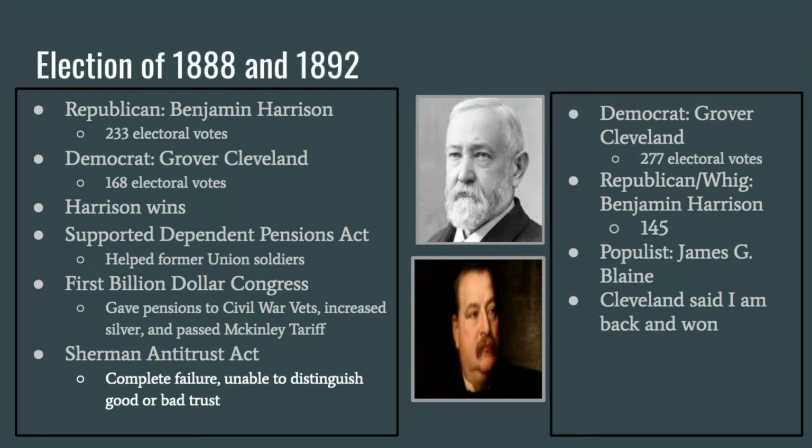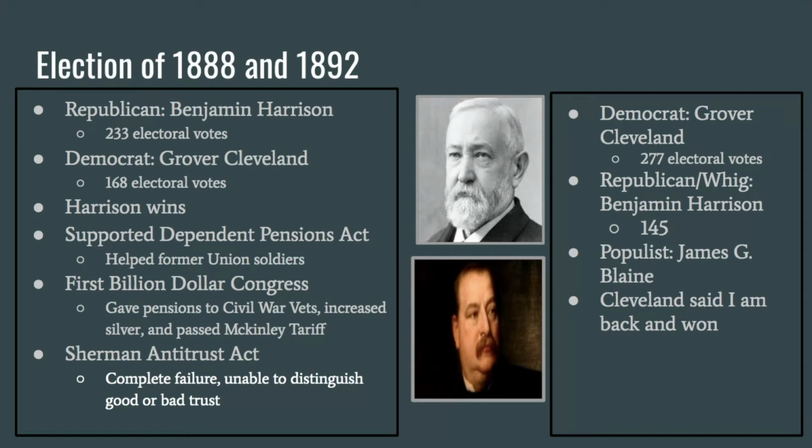In the election of 1888, it featured Republican candidate Benjamin Harrison, who got 233 electoral votes, versus the Democratic candidate Grover Cleveland, who got 168. Harrison won, and he supported the Dependent Pensions Act, which helped former Union soldiers, and he also became known for the first $1 billion Congress, which gave pensions to Civil War veterans, increased silver, and passed the McKinley Tariff. He also signed the Sherman Antitrust Act, which was a complete failure and was unable to distinguish good or bad trusts.